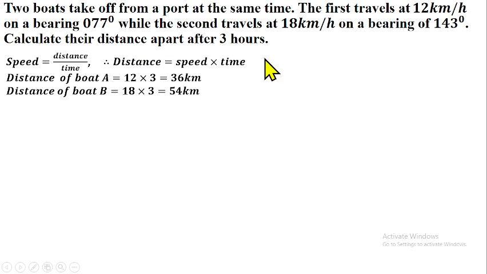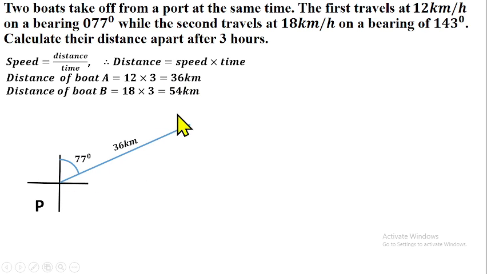Now that we know the distance each boat covers, we can start to sketch the diagram. First, this is the port where they left. Both of them took off from the port, and boat A moves on a bearing of 77 degrees. That means you have a straight line here, the distance it covers is 36 km, and the bearing is 77 degrees, and boat A will be here.